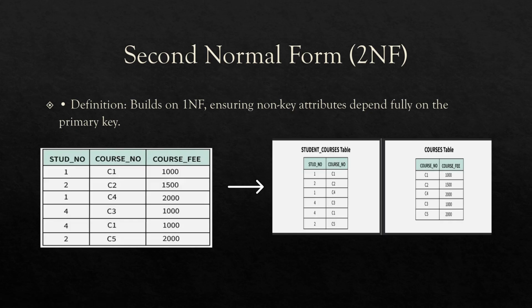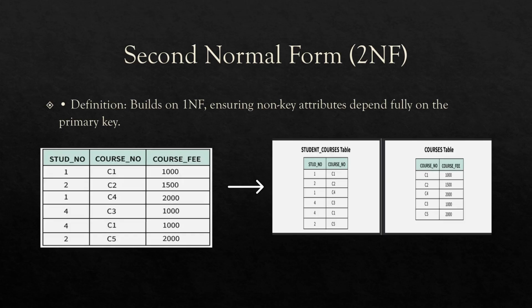Coming to the second normal form, which deals with partial dependencies. A table qualifies for 2NF when it is already in 1NF and when every non-key attribute depends on the entire primary key, not just part of it. This issue mainly appears in tables with composite primary keys.